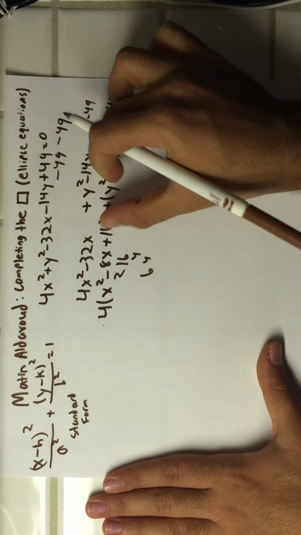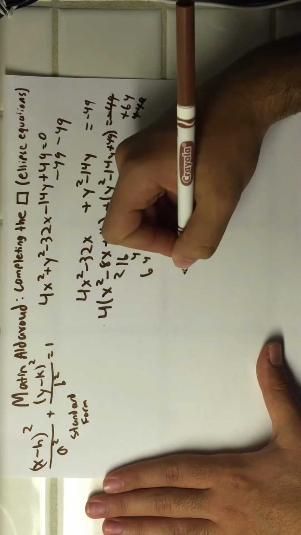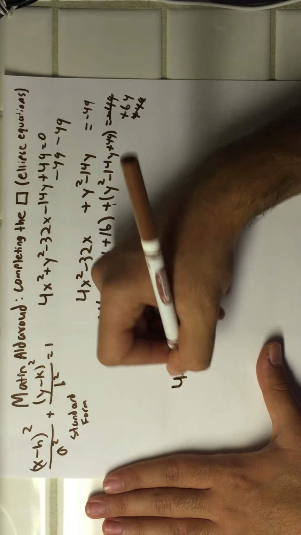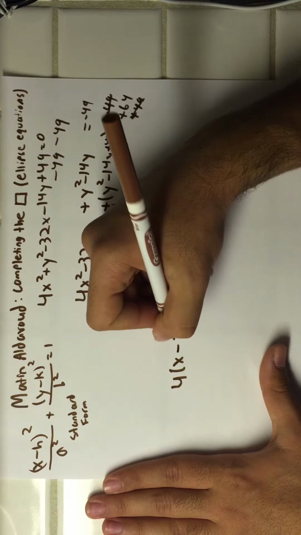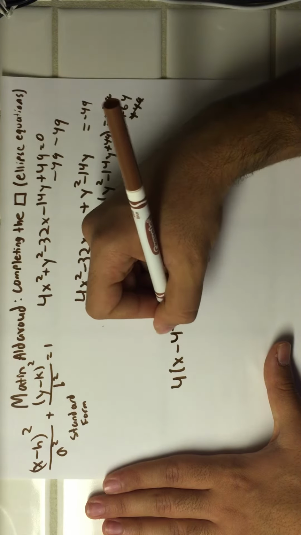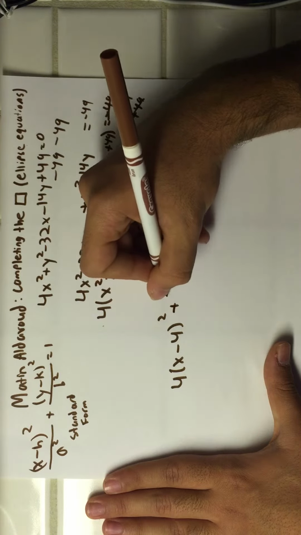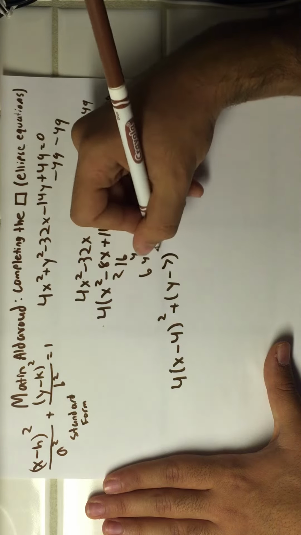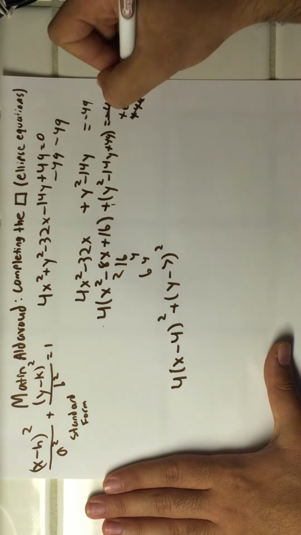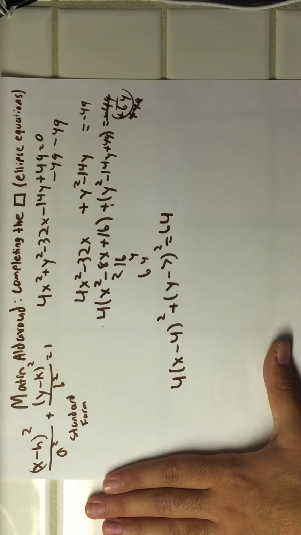Now that we have these two polynomials, we can break them down into their basic forms. Let's bring that over here. We can bring that down to 4 times (x minus 4) squared, plus (y minus 7) squared. And again, equals 64.